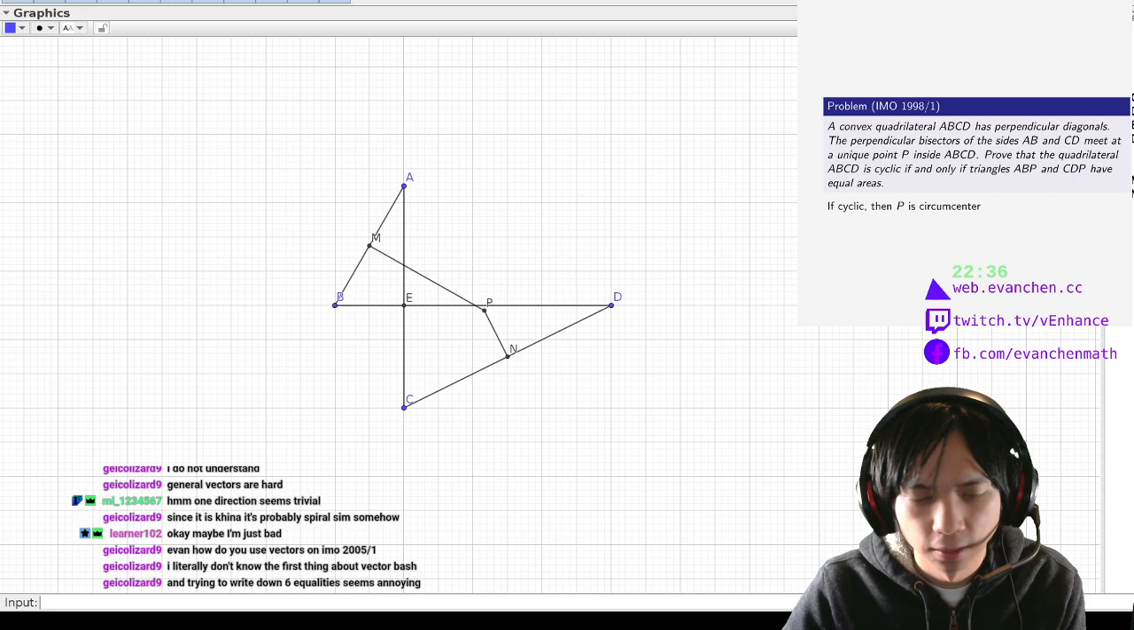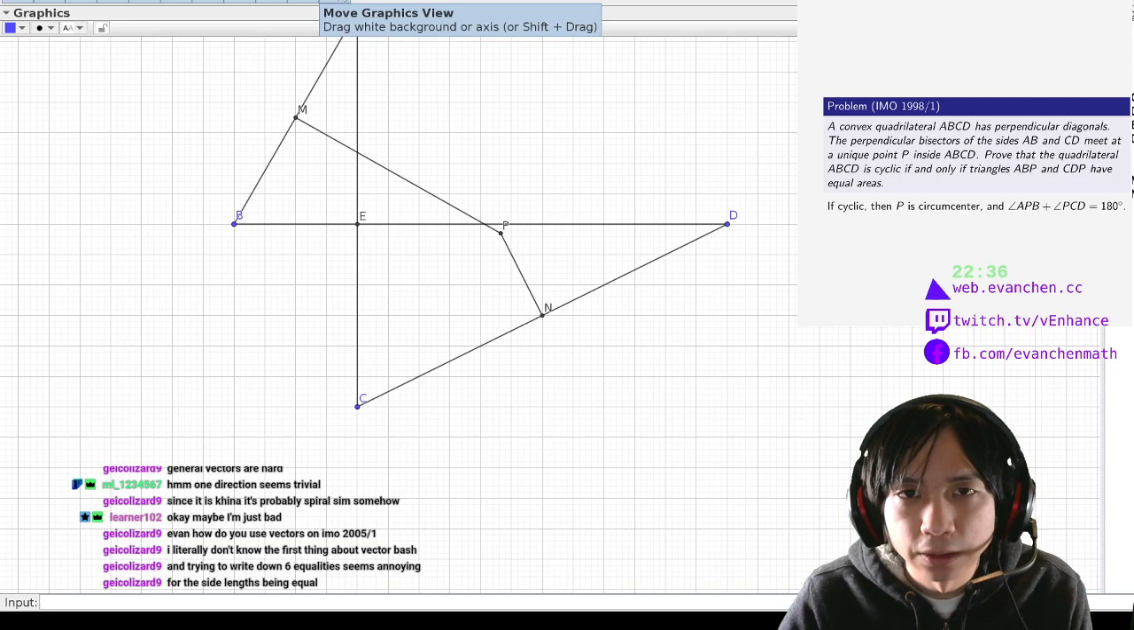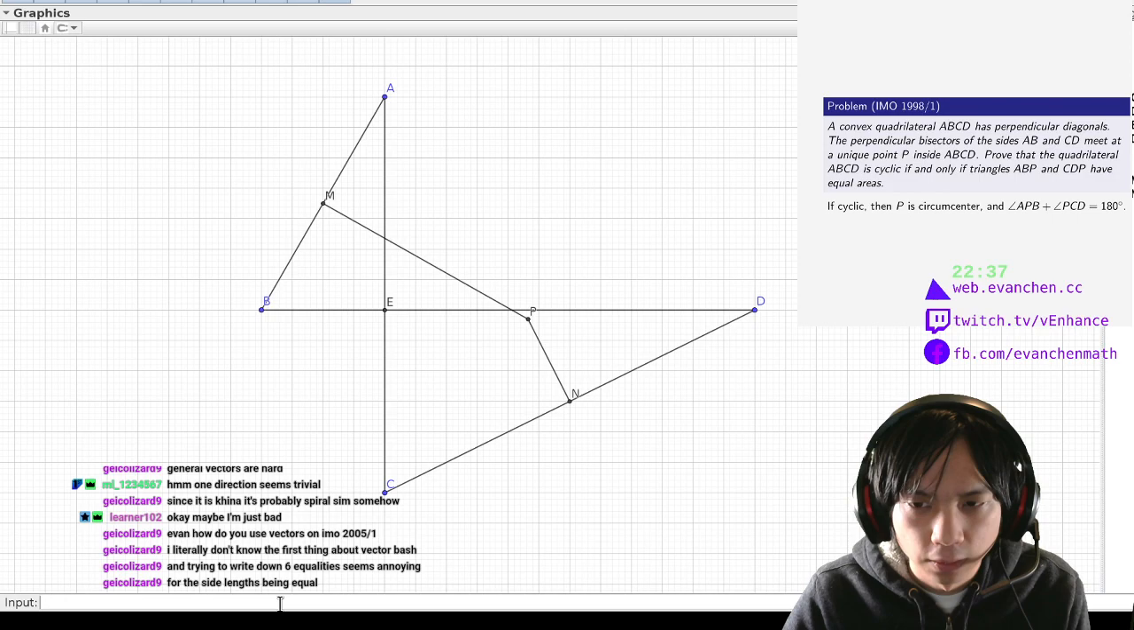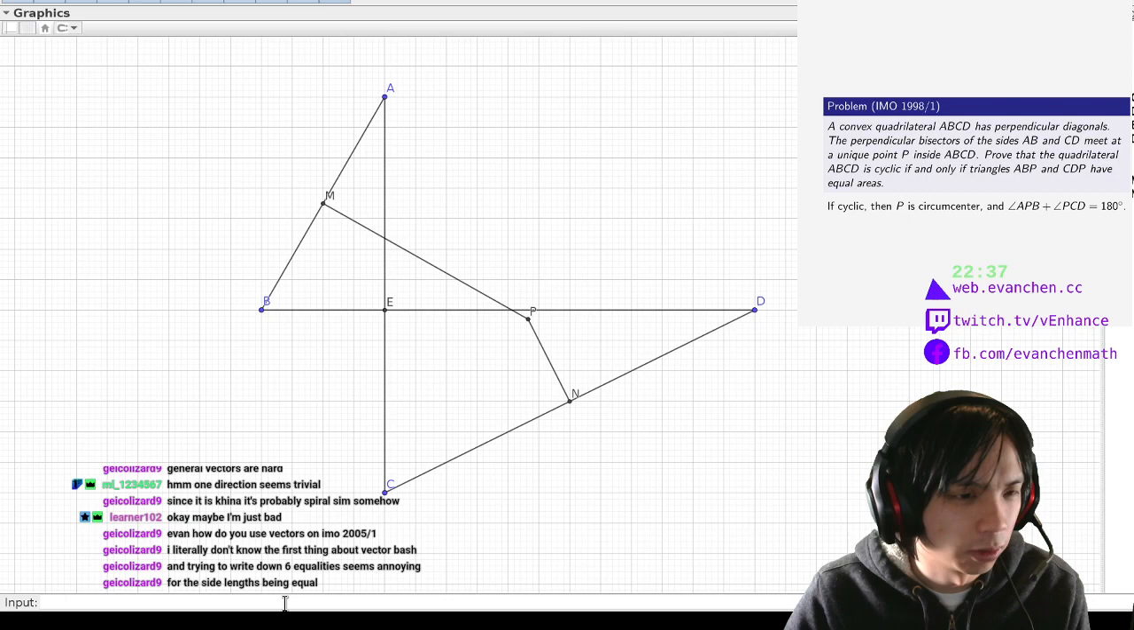Okay, moving on. Let's zoom in. So now, what if they have equal area? So if they have equal area, then I get like some ratio of sides. I have some right angles. For the side lengths being equal? No, they are just vectors. Like, you should draw 6 vectors on the unit circle.